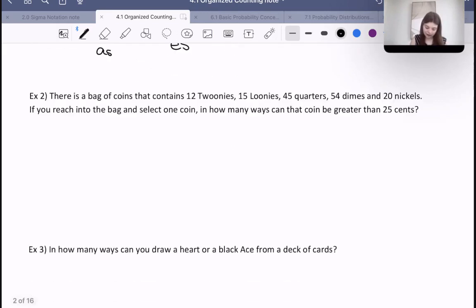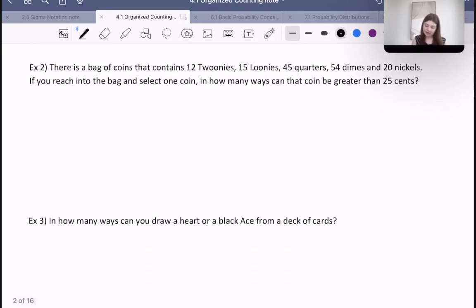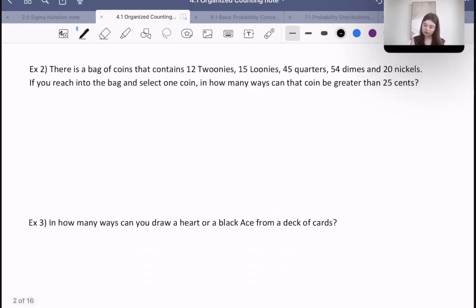Let's try another example. There is a bag that contains 12 toonies, 15 loonies, 45 quarters, 54 dimes, and 20 nickels. If you reach into the bag and select one coin, how many ways can that coin be greater than 25 cents? So basically, the toonies are greater than 25 cents, and the loonies are greater than 25 cents. The quarters are exactly 25 cents, so they would not be counted. The dimes and the nickels are less than 25 cents, so they would also not be counted.